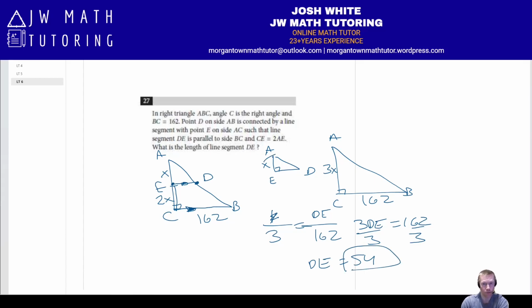So again, you're multiplying by 3 to go from small to large. So what's the value you multiply by 3 to get 162? If you don't know, you just divide 162 by 3 and get 54. And that's the correct answer to this one.